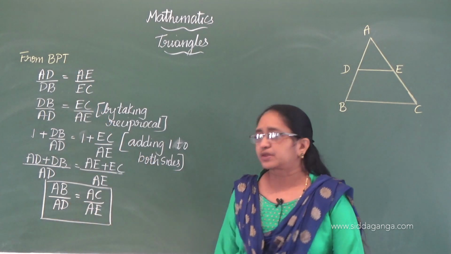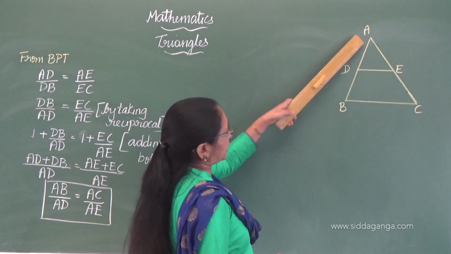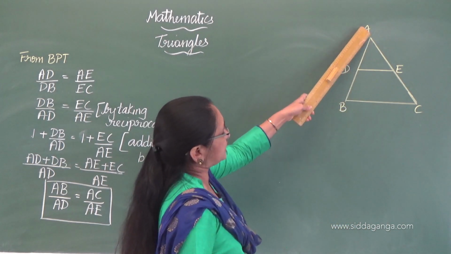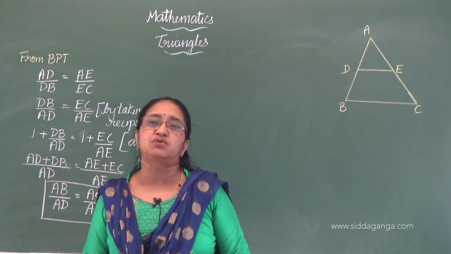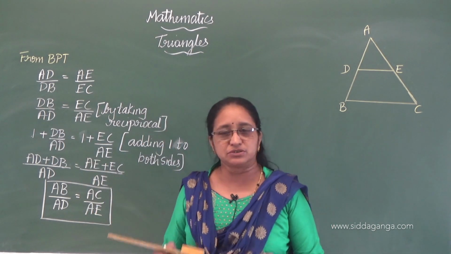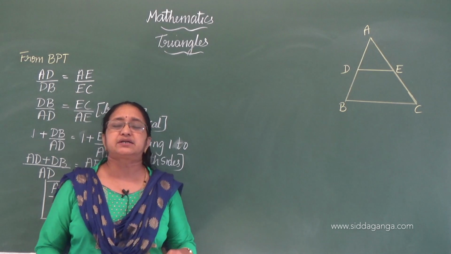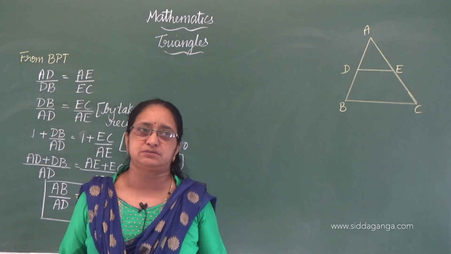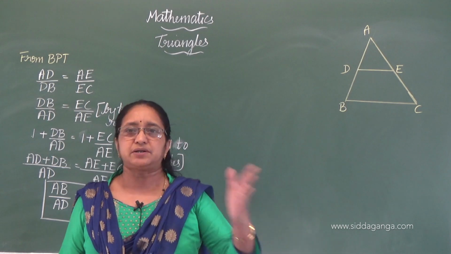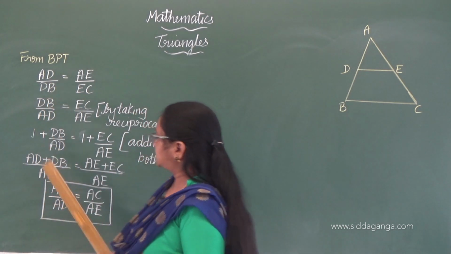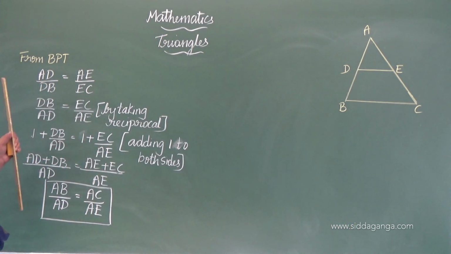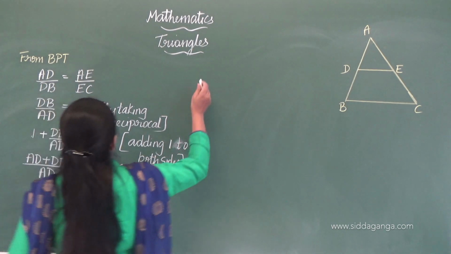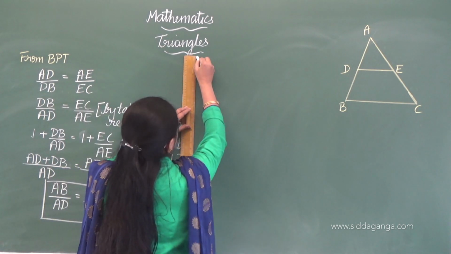See, what does this say? This is nothing but AB by AD is equal to AC by AE. Now I think you understood the meaning of corollary. Corollary means by using the main theorem, we can get a few more results. Using the BPT theorem, we got this result. Okay. So one more result also I will get now by using this. I'll just add 1 to both the sides. This is one corollary.